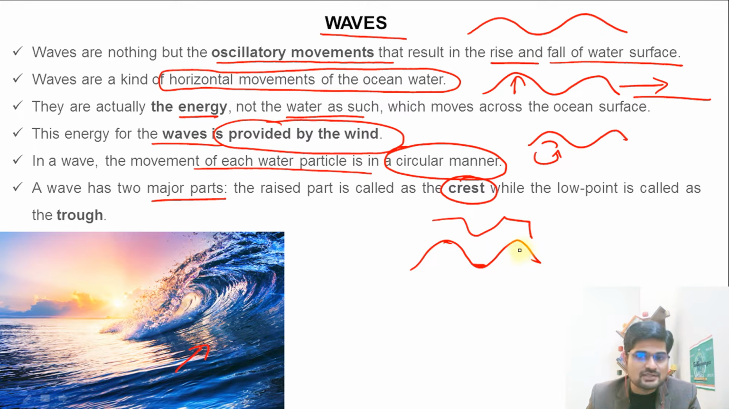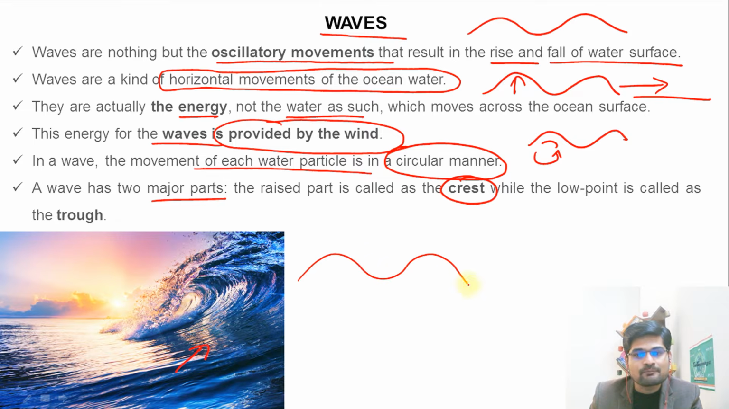So it is the wavy structure that we have already learned in geomorphology as well. So this is the same wavy structure, right? This is crest and this is trough. So the raised part is called crest and the down part is called the trough structure, right? Now let's elaborate further.